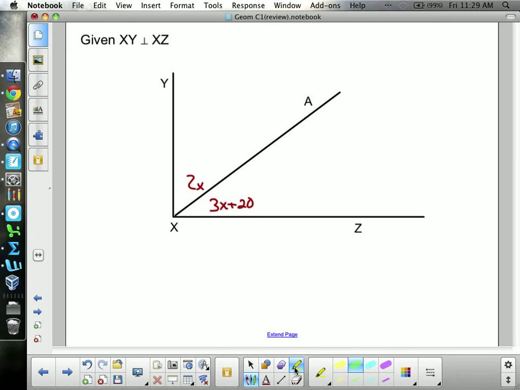What facts do we have in this situation? I got a fact right here. XY is perpendicular to XZ. What does that mean? Does that mean those angles are congruent? No. Not equal, but they add up to 90 degrees. Good.